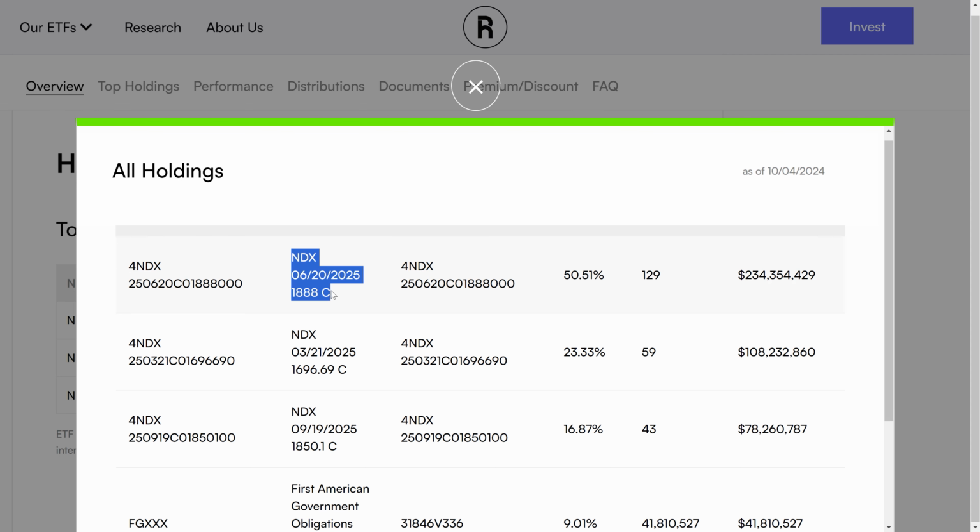But call options are leveraged securities. This means that Roundhill needs less capital to have exposure to NDX. The main risk with synthetic exposures like this is counterparty risk. Also, the options that QDTE invests in are of so-called flex type. The flex options are different from the standard ones in the sense that they are customizable.